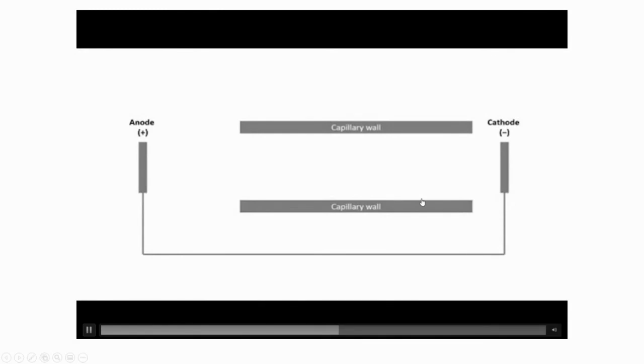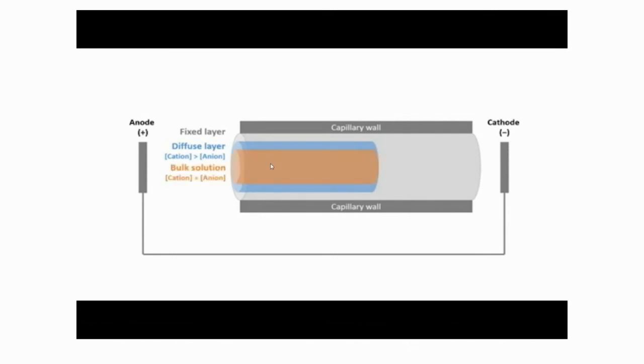Now, let's take a slightly more 3D perspective of an electro-osmotic flow. Imagine the capillary tube is fixed in position, and on top of the capillary wall, we have the fixed layer and the diffuse layer where the concentration of cations is higher than the concentration of anions. And then we have the bulk solution in the middle.